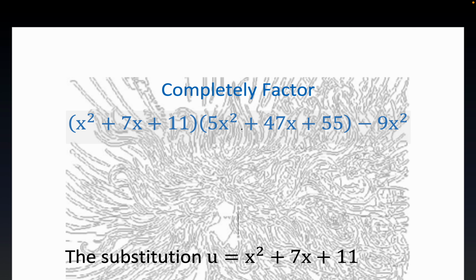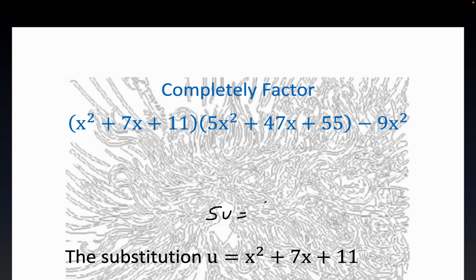We have an expression that's almost completely factored. If you'll notice this left-hand side, you can think of it as a single term. Notice that this part right here is almost a multiple of this piece right here. That is, if we take u to be this very first parenthetical quantity, notice that 5u is equal to almost the second factor there.